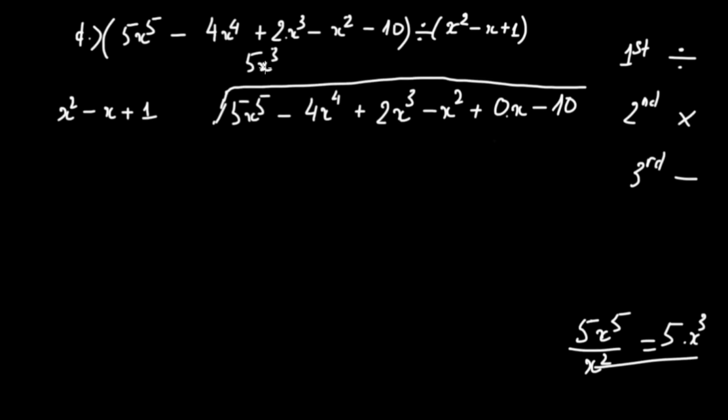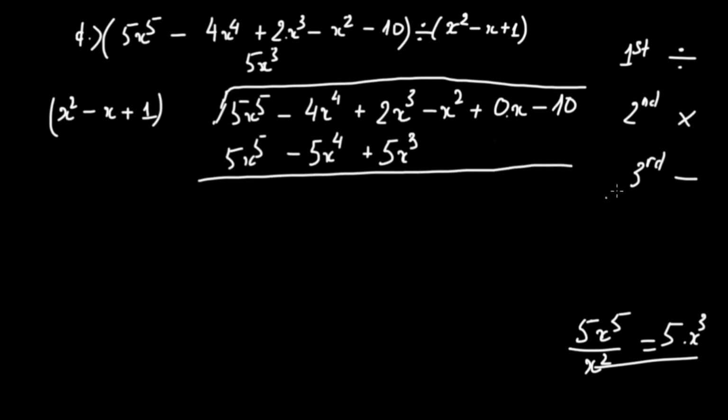You take 5x to the third times the whole expression here. 5x to the third times x squared is 5x to the fifth. And 5x to the third times minus x, you got minus 5x to the fourth. And 5x to the third times 1, you have 5 times x to the third.